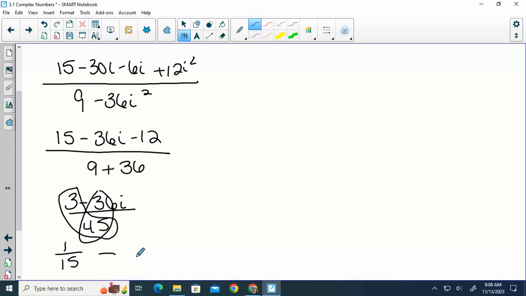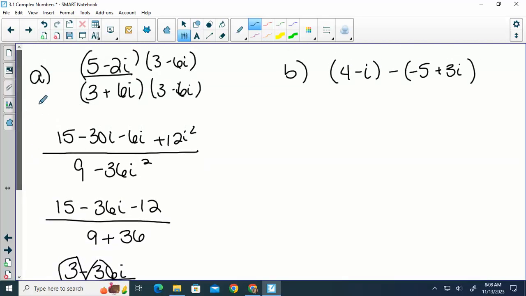Alright, and then 36 over 45 would reduce to, so we have 1 over 15 minus 4/5 i for the final answer.